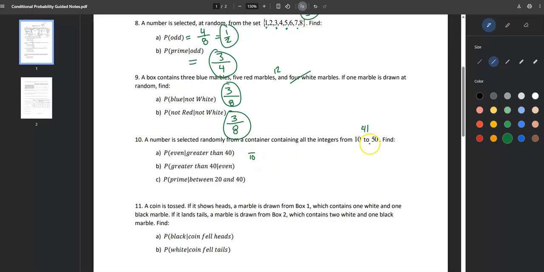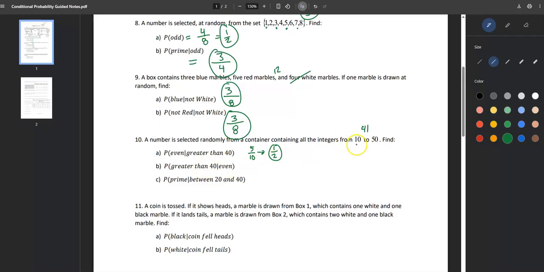And what's the chance that is an even number? So that'd be 42, 44, 46, 48, and 50. So there's 5 of those. So this would give me a 1/2 or 50% for that one. What's the chance on B here? Greater than 40 if it's an even number.